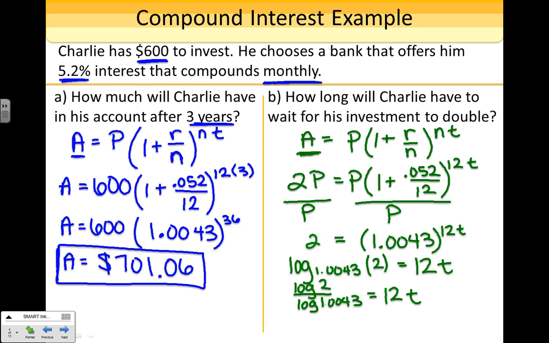Figure out whatever that is and then divide by 12. So you should get T is about 13.46 years. So a little bit under 13.5 years. That's how long it will take him to get $1,200 to double his investment.